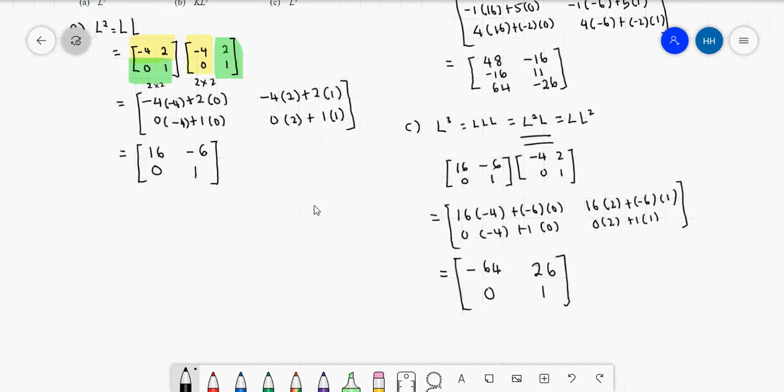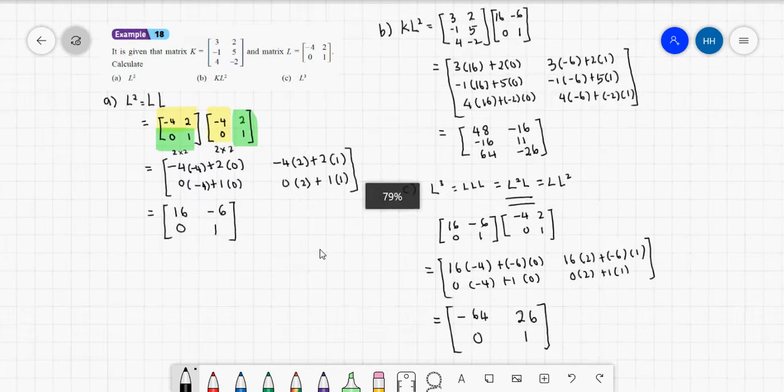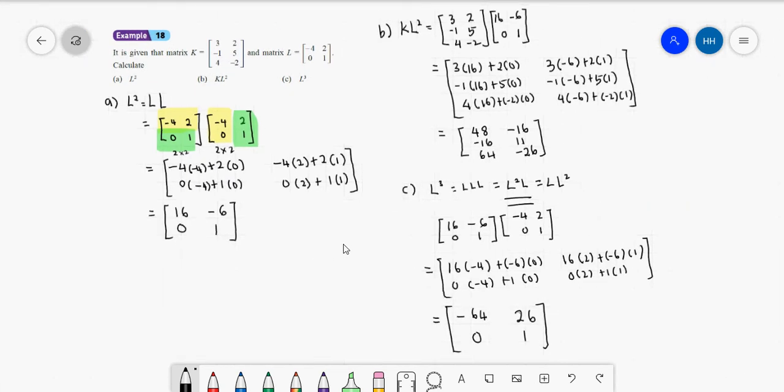So this is the solution for example 18 from Maths textbook Form 5.